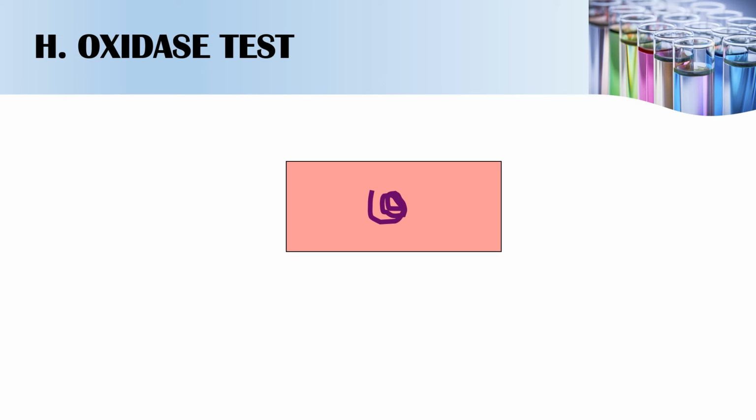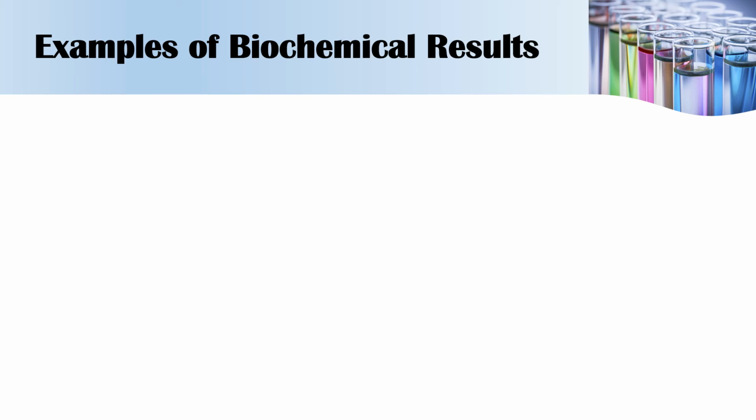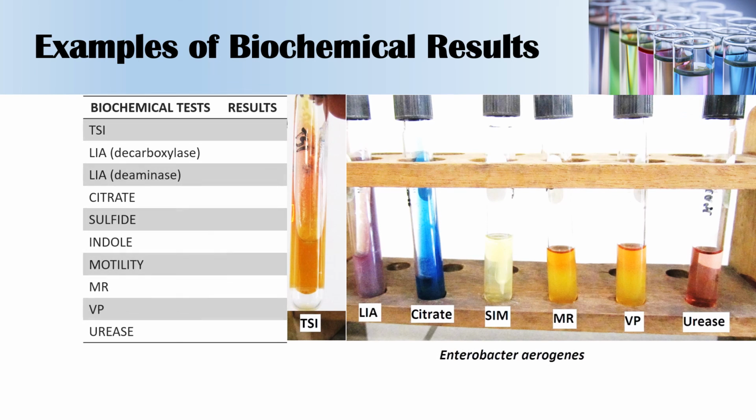The presence of this dark coloration represents a positive test. No color change or a light pink coloration on the colonies indicates the absence of oxidase and is a negative test. Positive test. So here are examples of biochemical results for Enterobacter aerogenes.